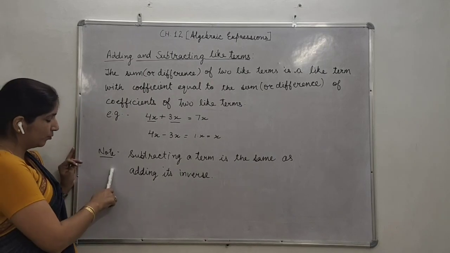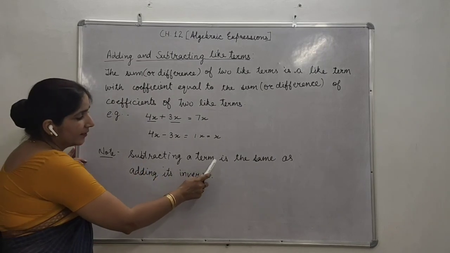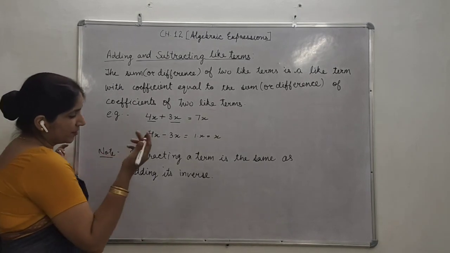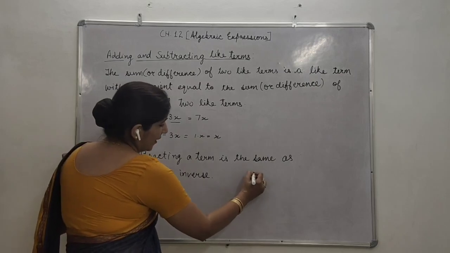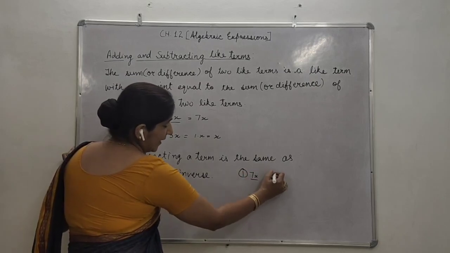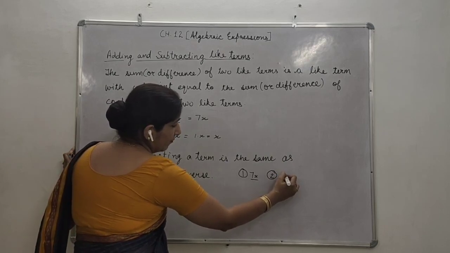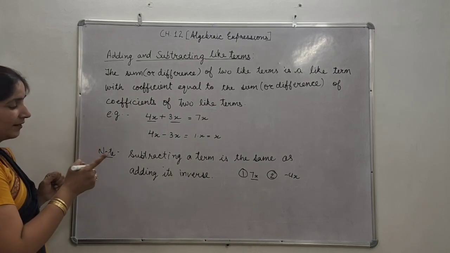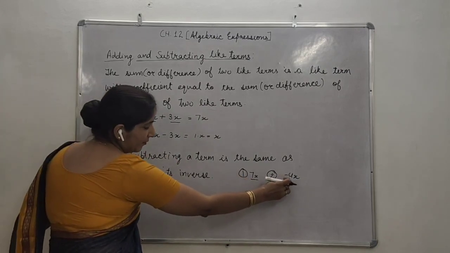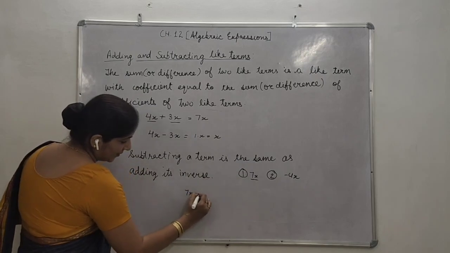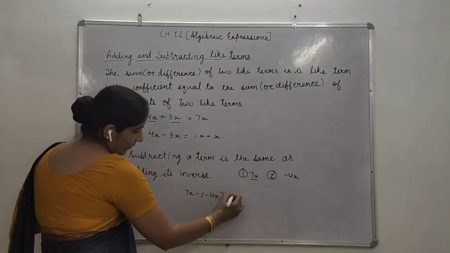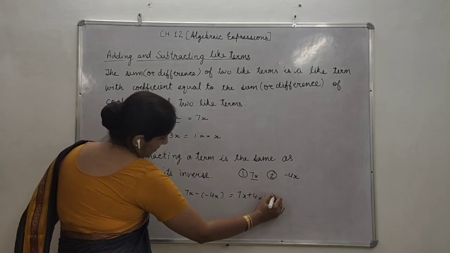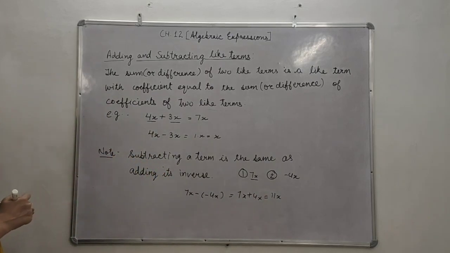Now one important point, students, is that subtracting a term is the same as adding its inverse. What does it mean? Suppose we take two terms. One is 7x, and the second is minus 4x. Any two terms you can take. Now, to subtract this from this, we write it in this way, and if we open the bracket it becomes plus, so the answer is 11x. This is just simple subtraction.